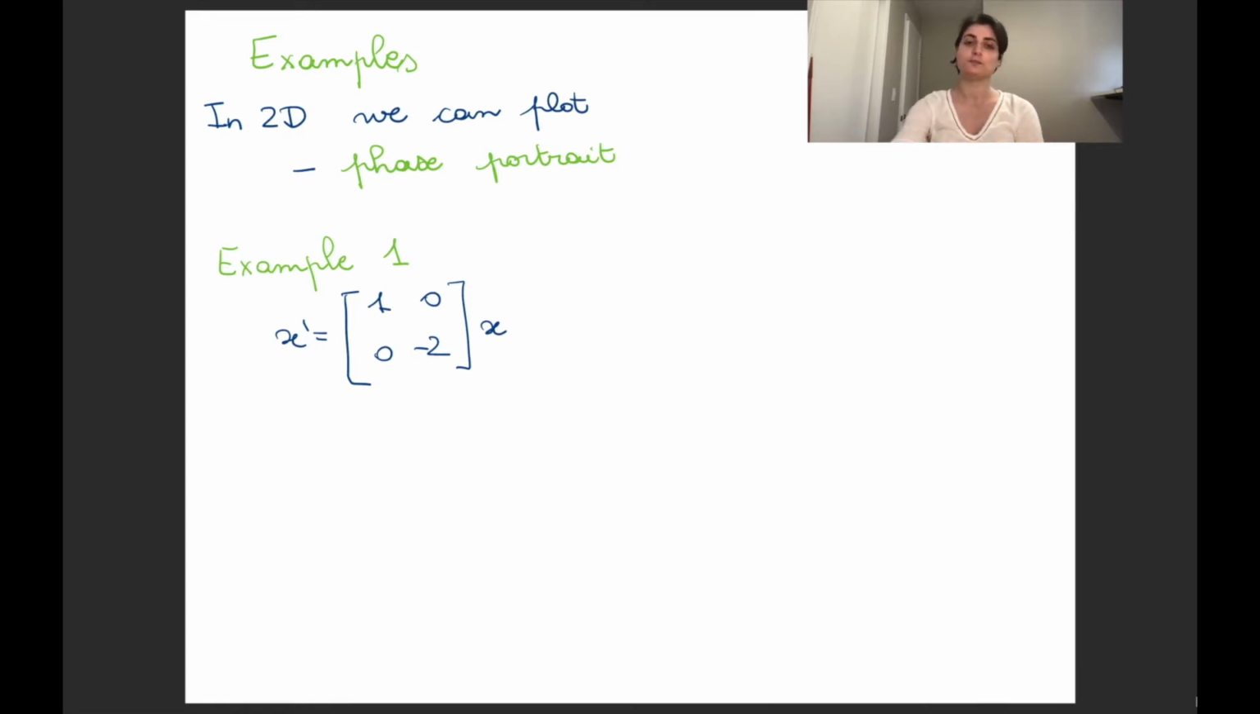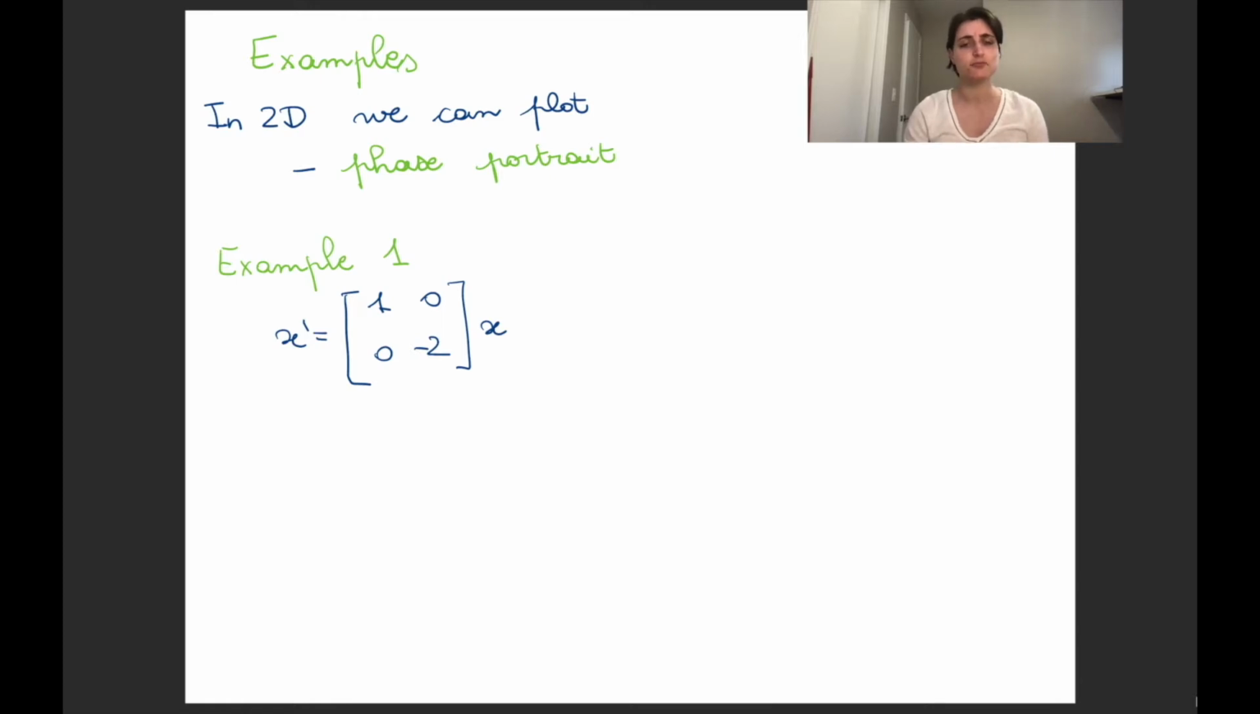We can draw phase portraits. Phase portraits are the idea that you're looking at the plane, R2, and you want to know where each single point of the plane moves towards through the ODE that you're working on. And you do that by giving some sketches of solutions. So the first example that I want to look at is x prime equals A times x, where A is a diagonal matrix. That means it has only non-zero values on the diagonal, with diagonal 1, minus 2.